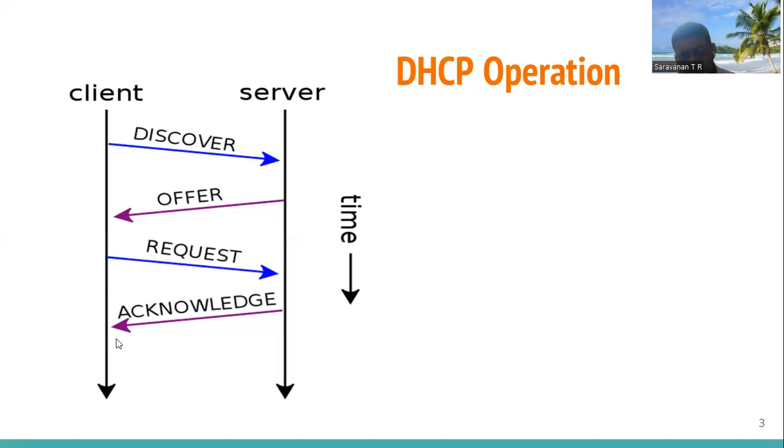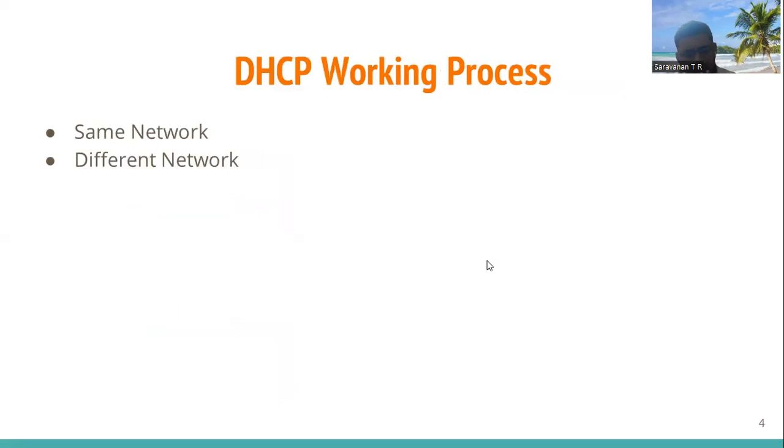At that time, the server is unable to allocate the IP address. That type of situation is called DHCP negative acknowledgement. And we can see DHCP working in two ways: one is in the same network, another one is in a different network.